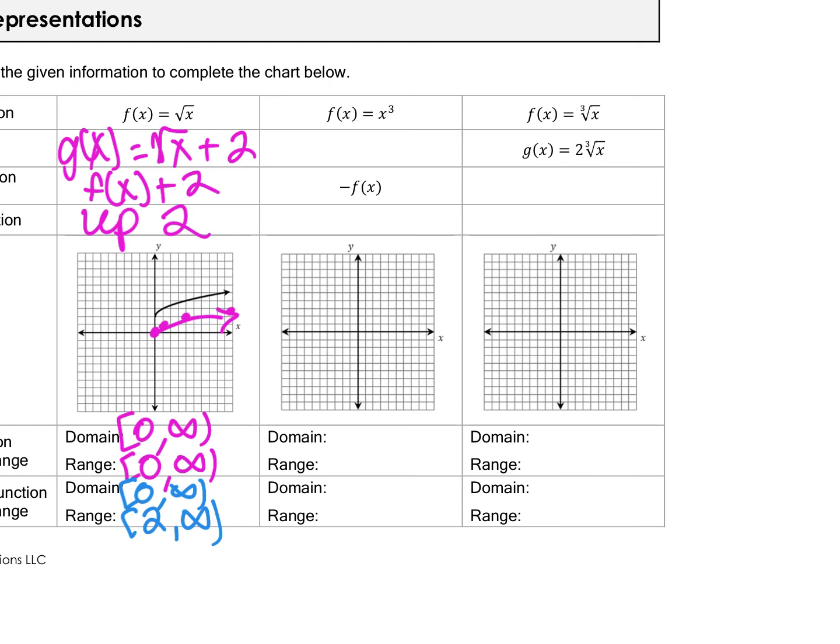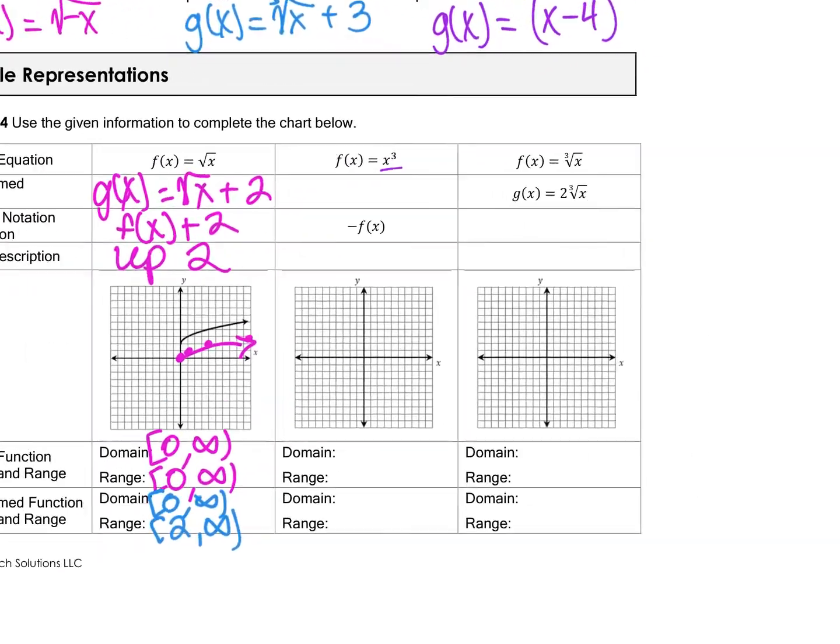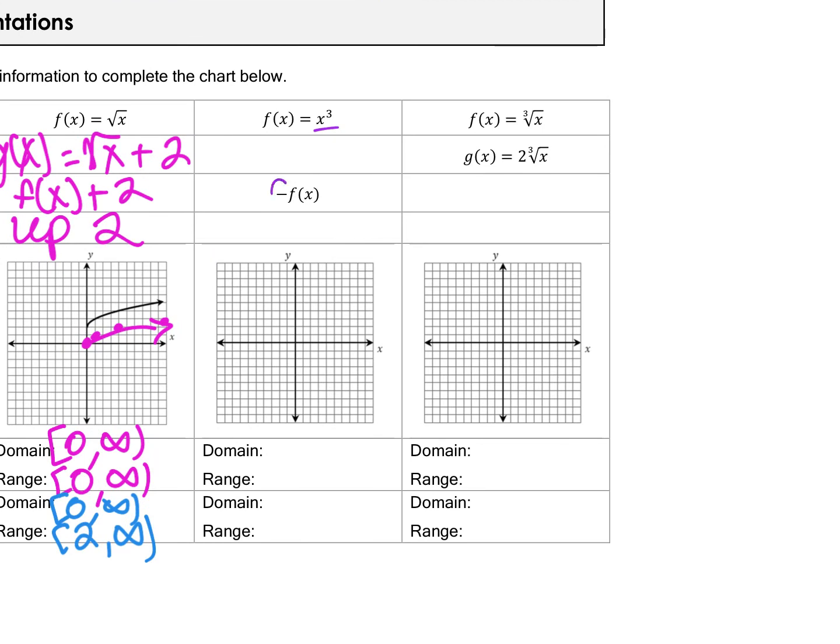Okay, so this one we have the cubic, x cubed graph. And we are given, instead of the graph this time, the function notation description. So the negative in front means it's a reflection over the x-axis. So I'll write reflects over x. I'm going to go ahead and fill in my parent function. So you need to know those.